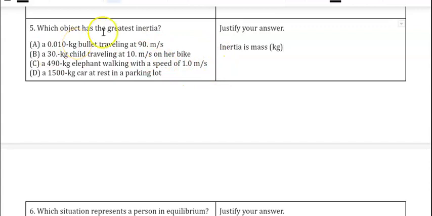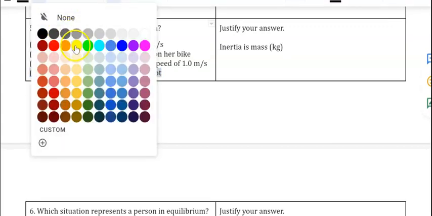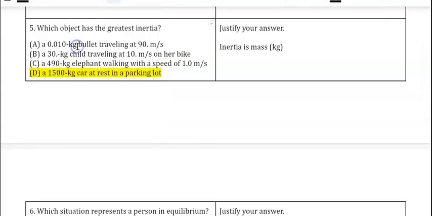I'm just looking at the kilograms. The greatest inertia is the one with the greatest number of kilograms. In other words, the greatest mass. And that's why I picked D as my answer.